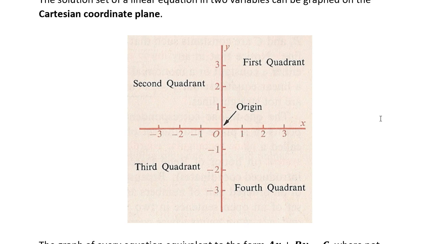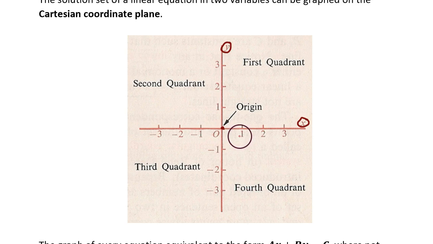There are two intersecting lines called axis lines that meet at this point here called the origin. The horizontal axis is the x-axis and the vertical axis is the y-axis. The coordinate plane is separated into four quadrants. The upper right quadrant is the first quadrant, and then they are numbered counterclockwise, second, third, and fourth.